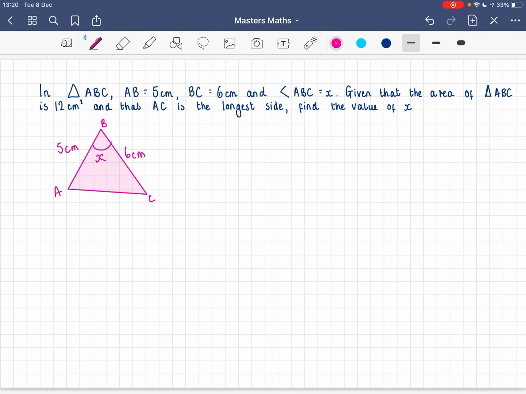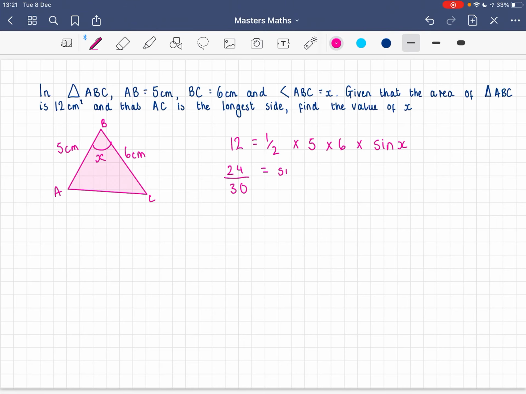So I have 12, my area, is equal to a half times 5 times 6 times sin X. I'm going to move everything else to one side, leaving me with sin X is equal to something. So I'm going to times by 2 to get rid of the half, and divide by 30 because 5 times 6 is 30. And that gives me 24 over 30.